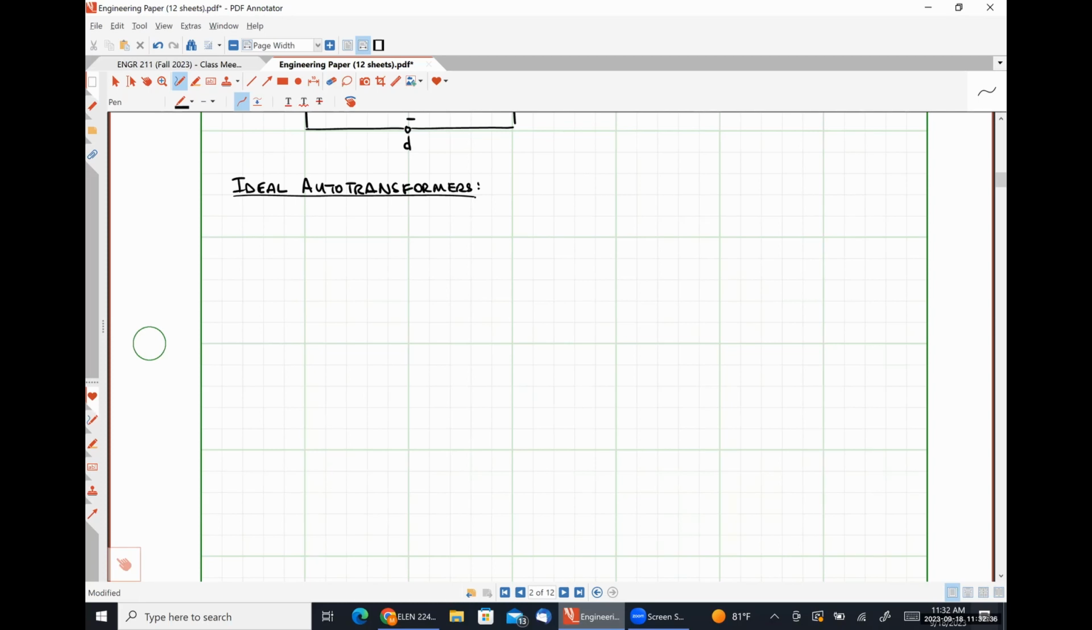So I'll draw a picture here. This is going to be a step down, and it might look something like this. So here is our source voltage. And this is the terminals of our AutoTransformer, over which we are going to have a voltage V1.